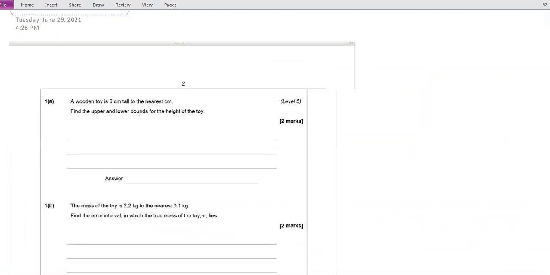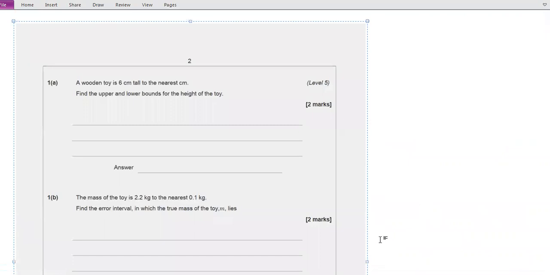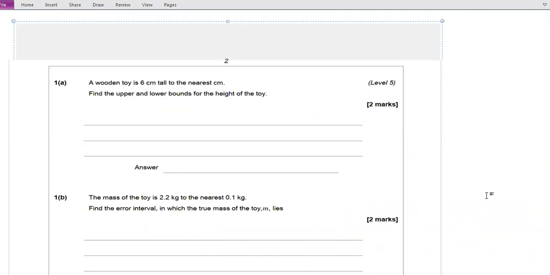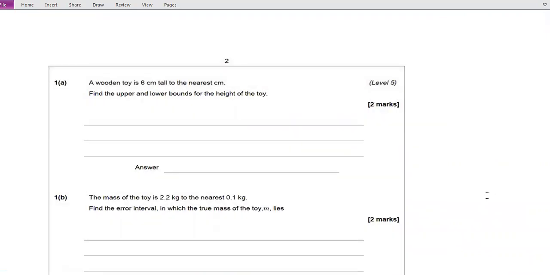I have a question here. Now, one more thing before finding the upper bound and lower bound: units. Take care about the unit. For example, centimeter, and this is degree of accuracy. Question is, a wooden toy is 6 centimeter tall to the nearest centimeter.